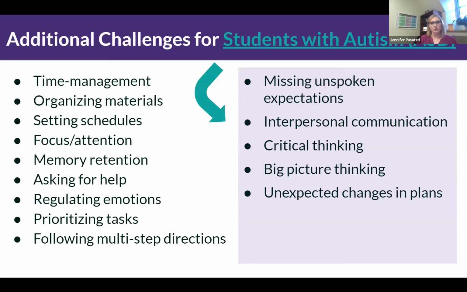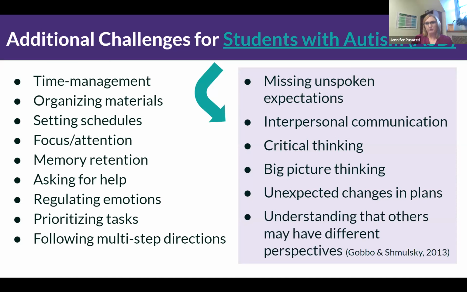A lot of times they can struggle with unexpected changes in plans. I mean, I don't love it when people change plans on me either, but I can regulate my emotions. And that sometimes is the case for people with autism, but sometimes it is not. Another difficulty is understanding that other people might have different perspectives than you. That's really tricky for students with autism.